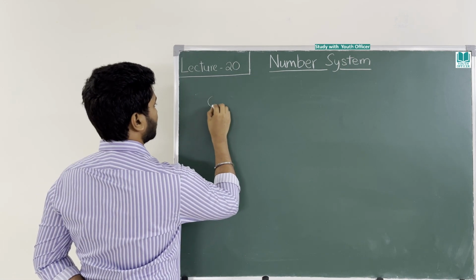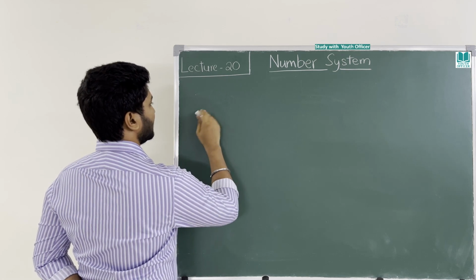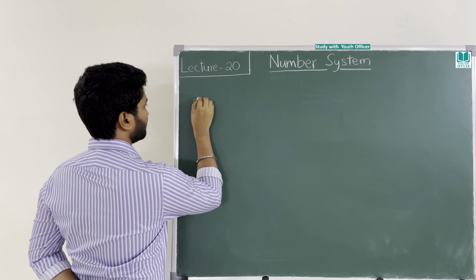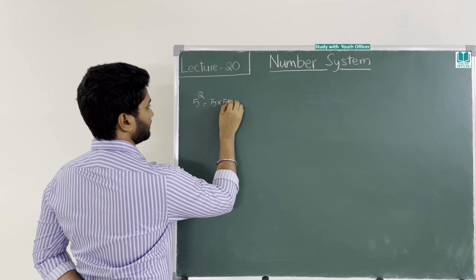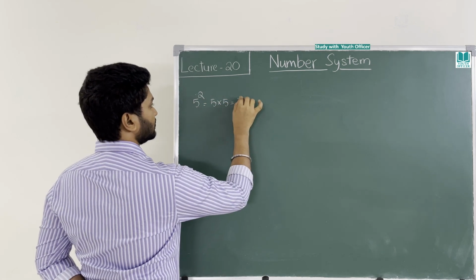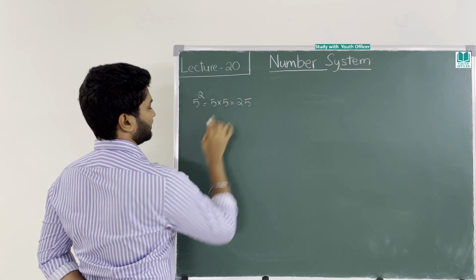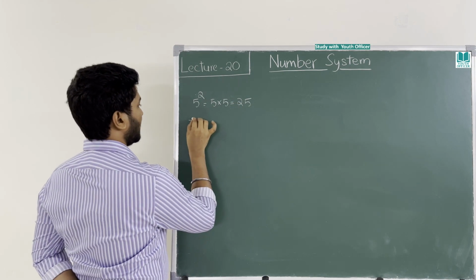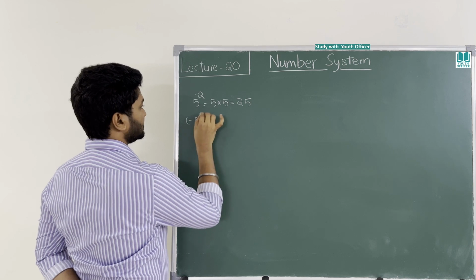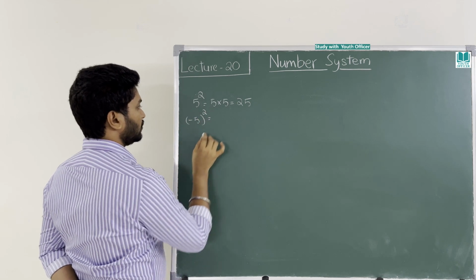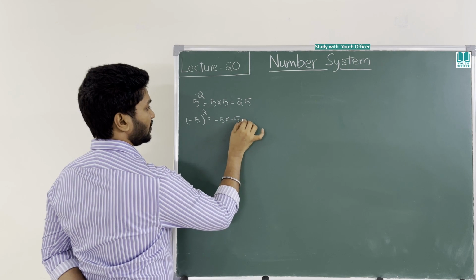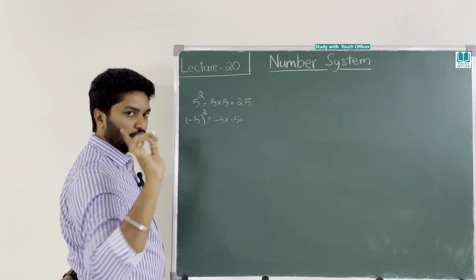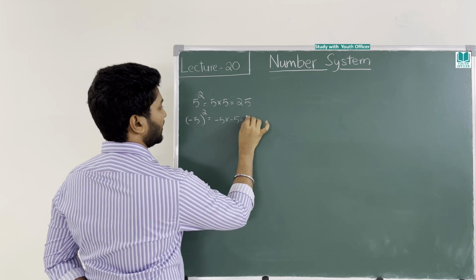Let us take 5 square, means 5 into 5. How much is the answer? 25. Minus 5 whole square is equal to minus 5 into minus 5. Minus into minus, you know it is plus. 5 into 5, 25.